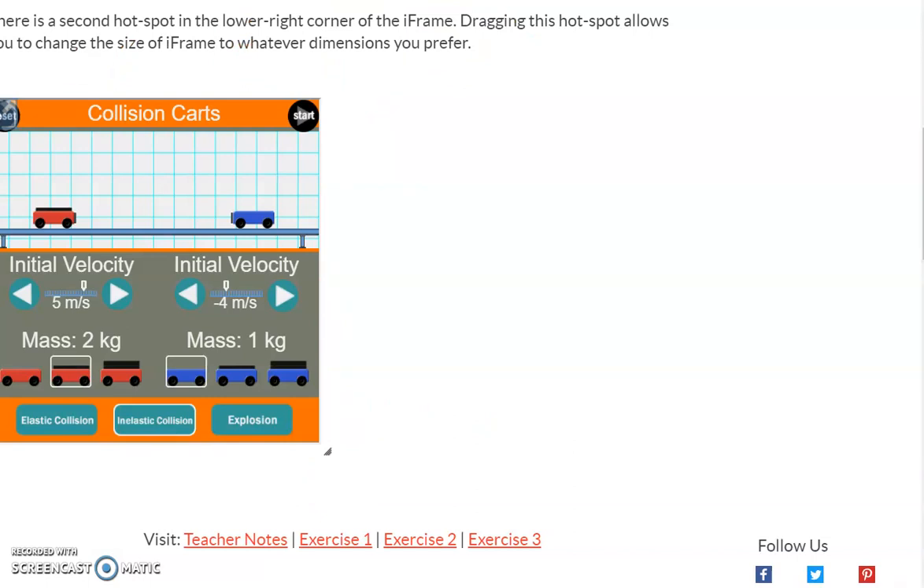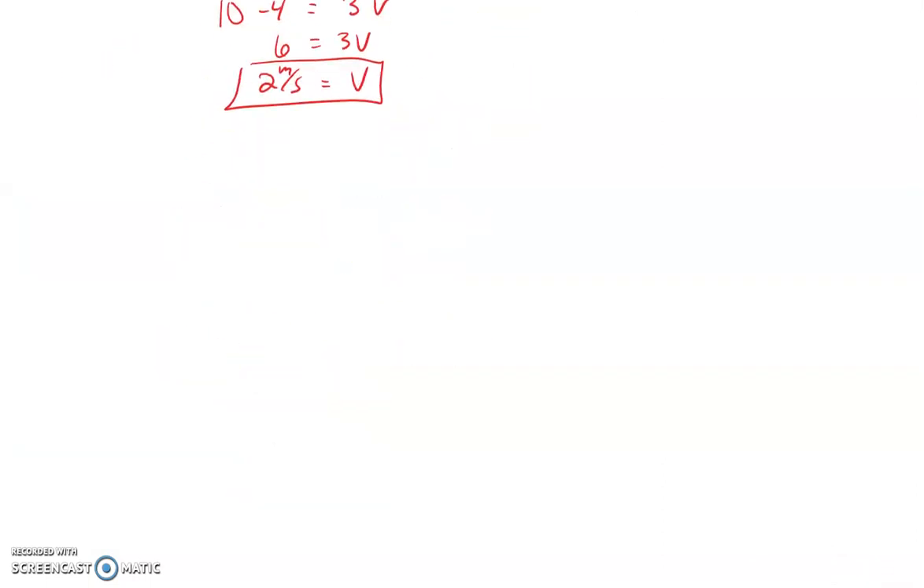So let's just double check. I've got this set up with red and blue. Red's twice the mass of blue. Red's going to the right at 5. Blue's going to the left at 4, and I've selected an inelastic collision. Double check. Boom, they stick together and they move at 2 meters per second. Next example.